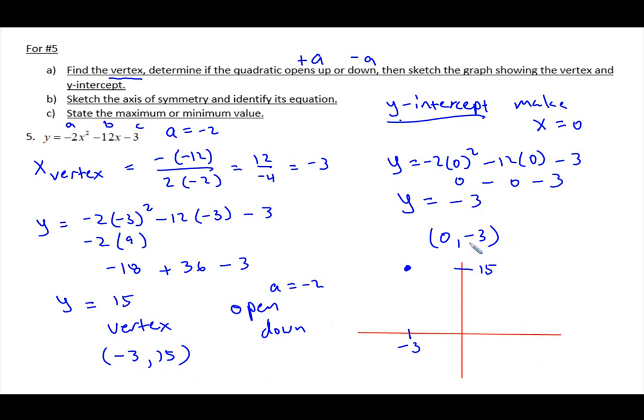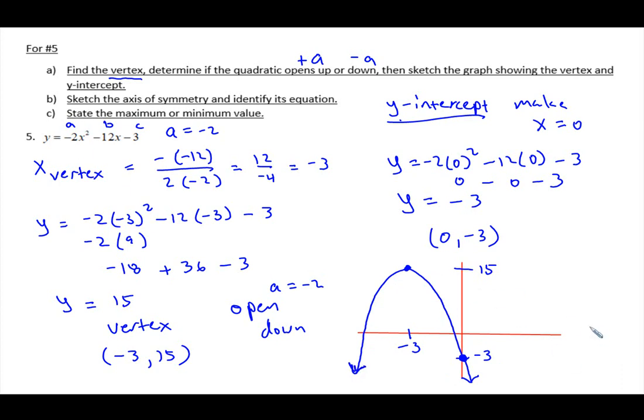And the y-intercept is (0, -3). So right here, let's say -3. This is my y-intercept, right? So the parabola, we know, is going to open down. It's going to go through (0, -3). Right? Then we can just sketch the other side. Right? We're just making a rough sketch showing this information here.